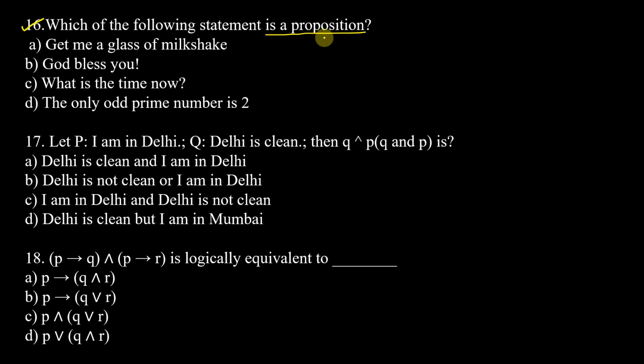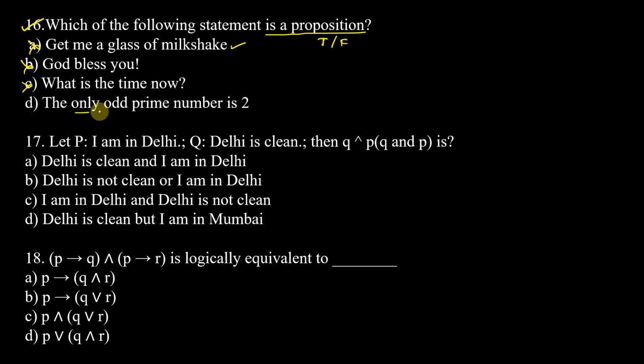In the given context, it should have truth value true or false, but never be both. Option A, get me a glass of milkshake. It is a command. It is not a proposition. God bless you. It is just blessing. It is not a proposition. It doesn't have a true or false. What is the time now? It is a question, not a proposition to have a truth value true or false.